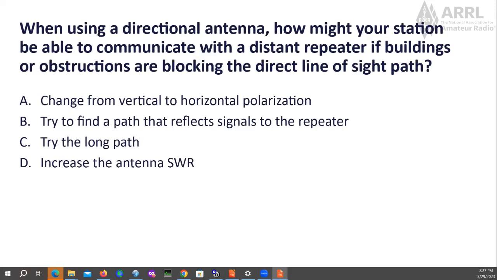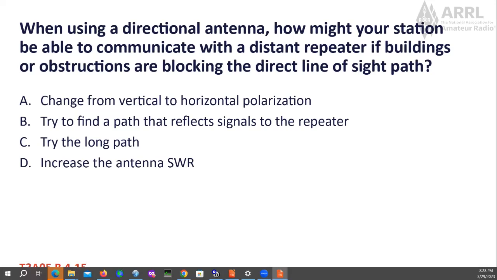When using a directional antenna, how might your station be able to communicate with a distant repeater if buildings or obstructions are blocking the direct line of sight path? And the answer is B, try to find a path that reflects signals to the repeater.